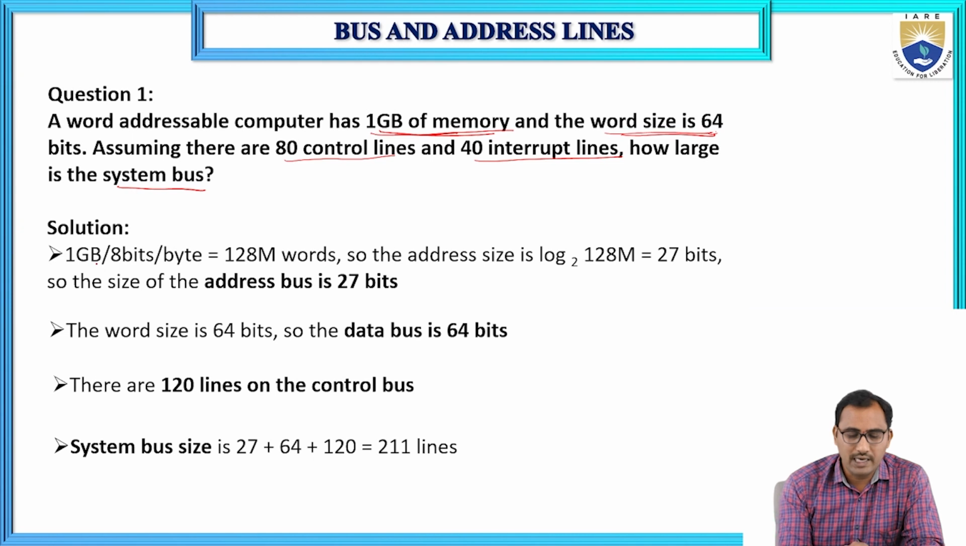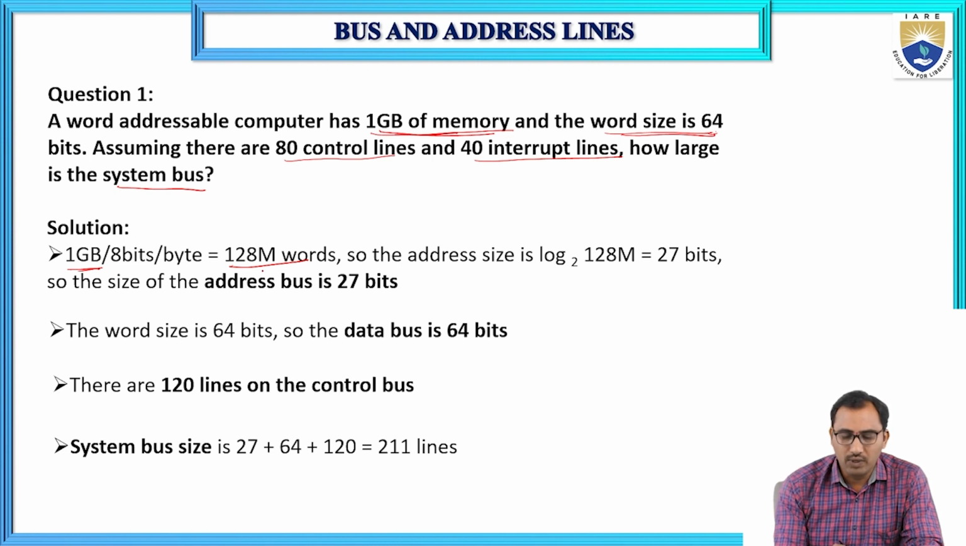So the maximum memory capacity is 1 GB. If you convert into words, 1 GB divided by 8 bytes, since 64 bits means 8 bytes. So if you convert it, it will give 128 mega words. That means 128 mega memory locations are there.